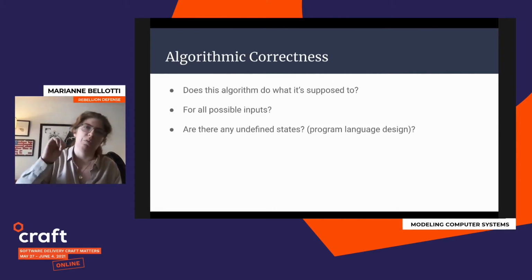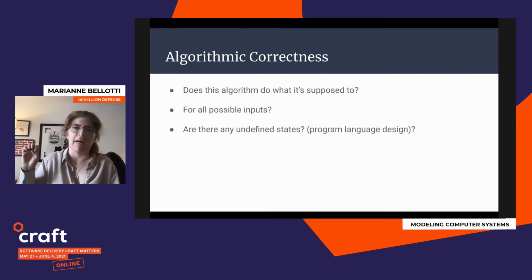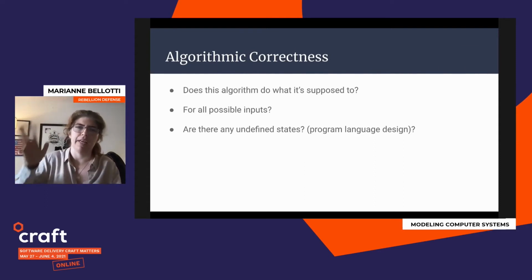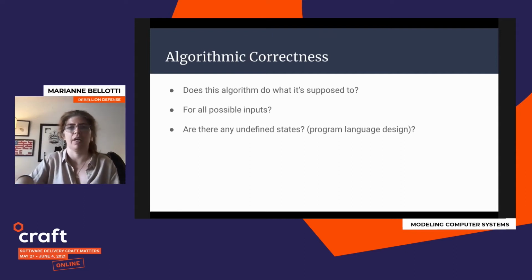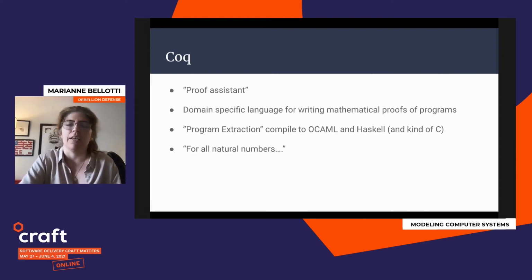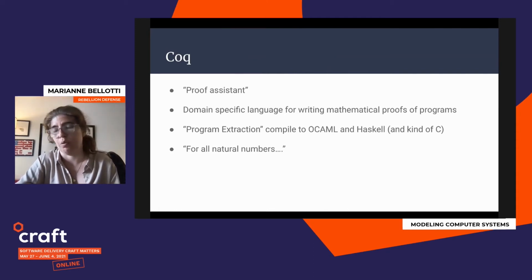Does the algorithm do what it's supposed to do? Does it do so for all possible inputs? Are there any undefined states, either in the programming language design or in the application itself? And so one of the tools that people use for algorithmic correctness is a formal verification language called Coq.